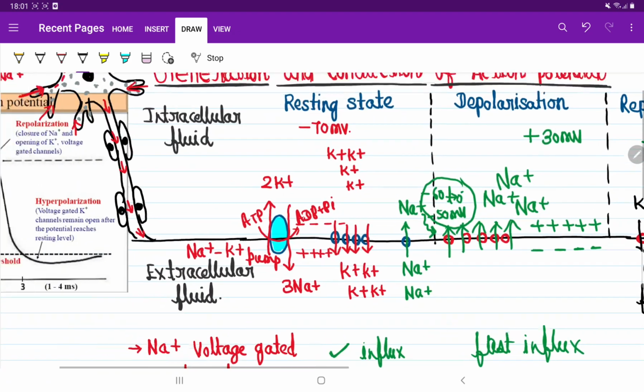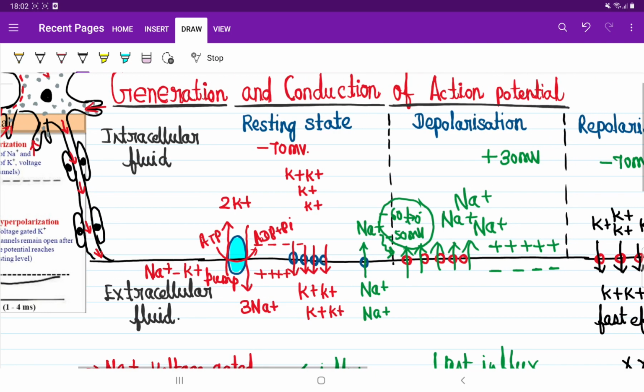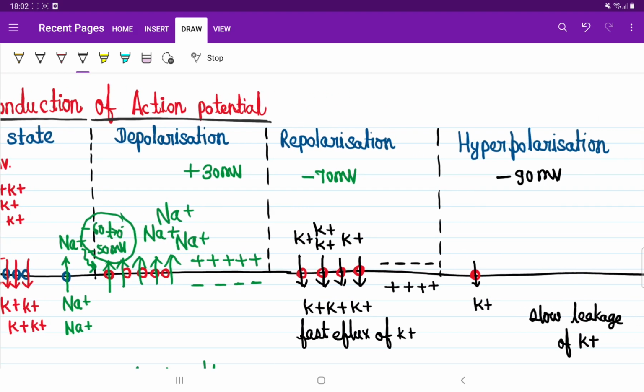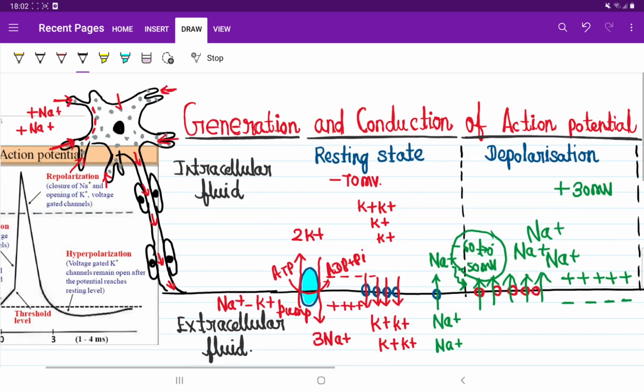Fine. So let's summarize it. We have a neuron that accepted a stimulus, right, and it got depolarized due to fast influx of sodium ion, and then it got repolarized, that is due to efflux of potassium ion, and then hyperpolarized to minus 90 millivolt charge, that is due to the leakage of the potassium ion. Right, this whole process is called action potential.